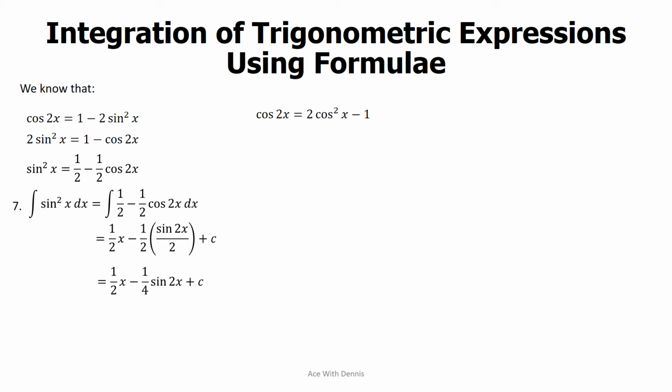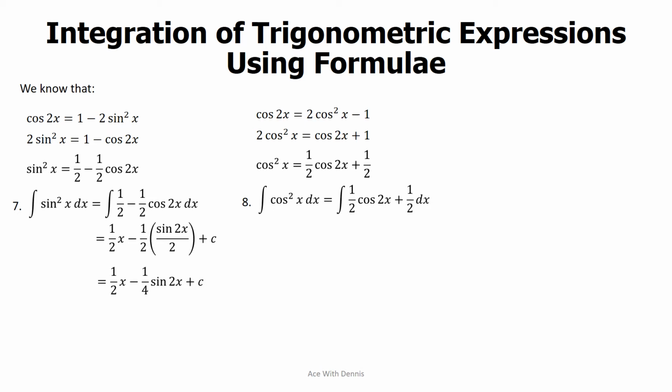We also know that cosine 2x equals 2 cosine square x minus 1. Now, we want to make cosine square x the subject. Hence, 2 cosine square x equals cosine 2x plus 1, and cosine square x equals half cosine 2x plus half. Therefore, number 8, integration of cosine square x dx equals integration of half cosine 2x plus half dx. So, the answer will be half sine 2x over 2 plus half x plus c. And we can simplify further. It becomes 1 over 4 sine 2x plus half x plus c.